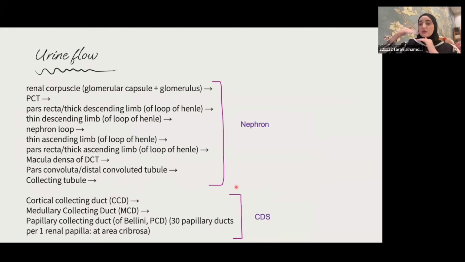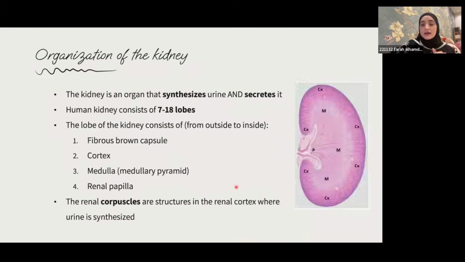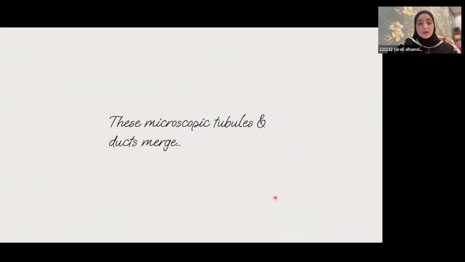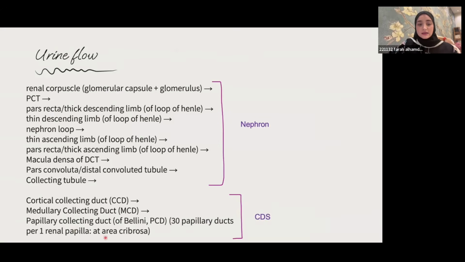And then we have the papillary collecting duct, which is all the way down at the papilla right here. We call it the papillary collecting duct of Bellini, okay? And then it moves to the minor calyx, okay? Now, about the papillary collecting ducts of Bellini, we have around 30 papillary ducts per one papilla.